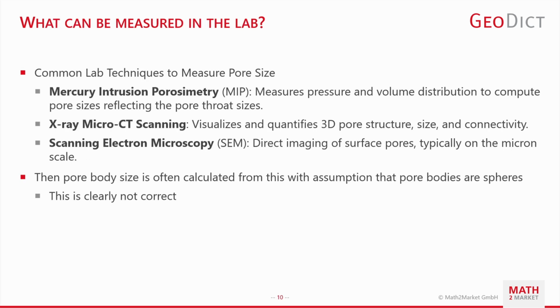There are several lab techniques to measure pore sizes, and here we list some of them. One is the Mercury Intrusion Porosimetry, which is suited to measure pore throats. With X-ray micro-CT scanning, you can visualize the pores and use image processing methods. The scanning electron microscopy is similar in the output, but works different. For the Mercury Intrusion Porosimetry, the MIP, the assumption is often that the pores are spheres, which is not correct. Or have you ever seen a perfect spherical pore in nature?